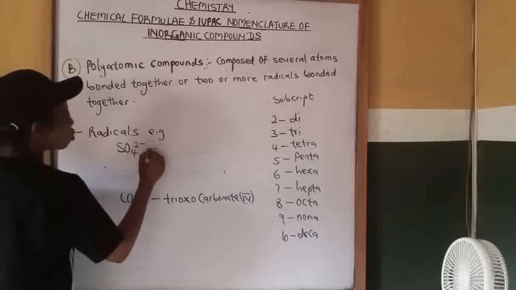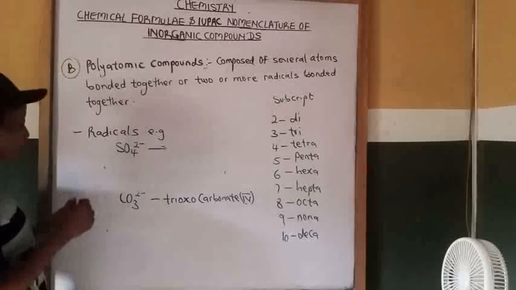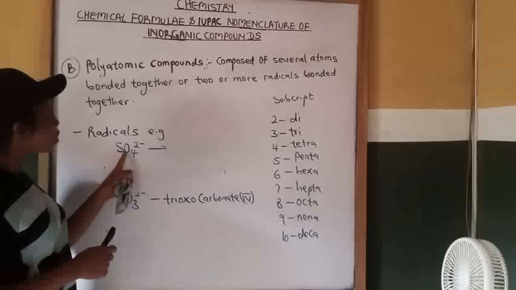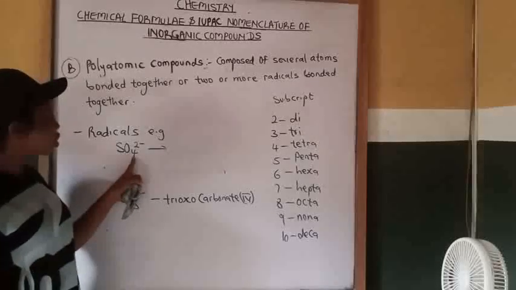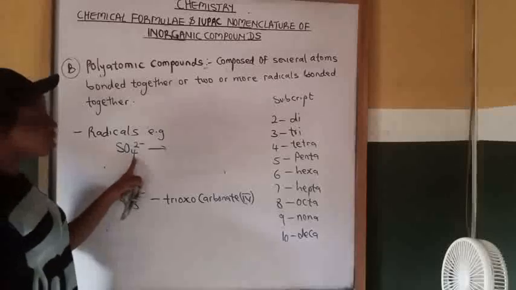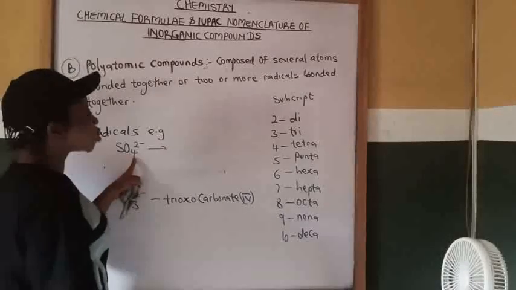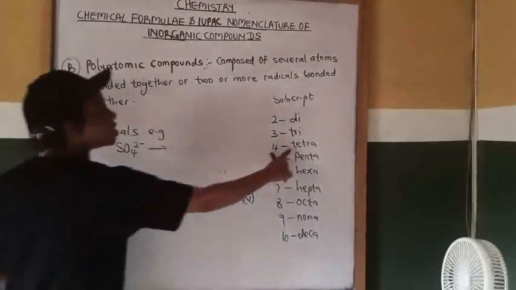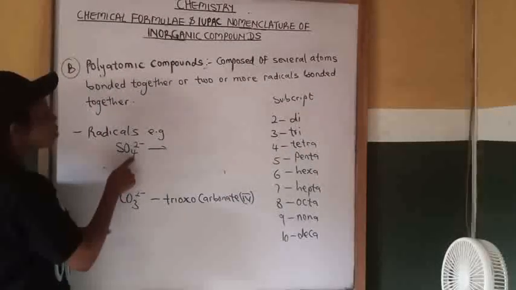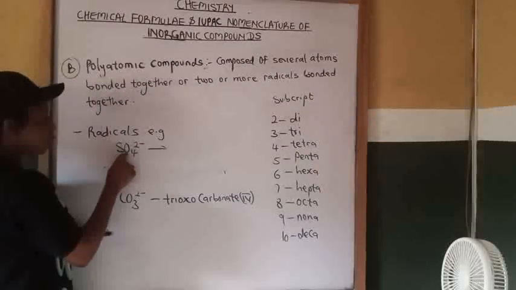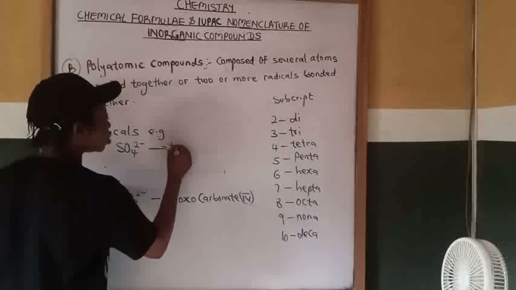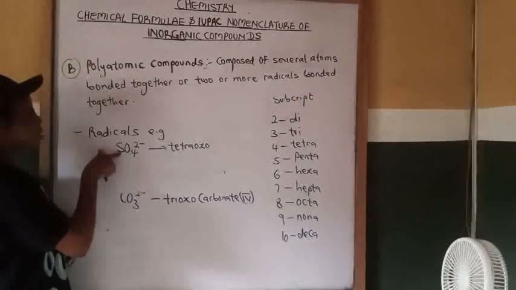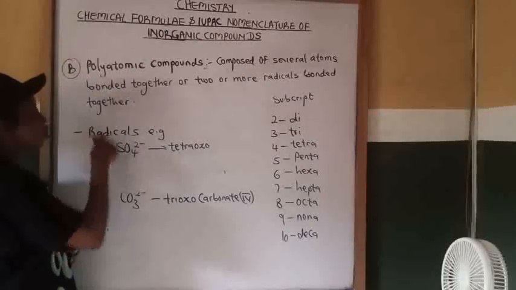SO4 2 minus. So what are we going to call SO4 2 minus? We have 4 atoms of oxygen. When we have subscript 4, we call it tetra. So therefore, oxygen will be tetraoxo. Oxygen will change to oxo. So we call it tetraoxo. Then the sulfur will change to sulfate.